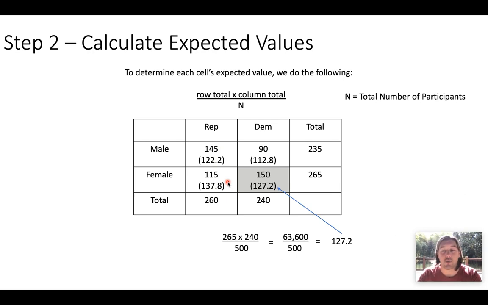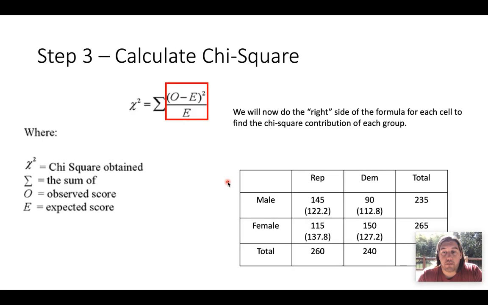Now, it shouldn't surprise you what we're going to do next. We have our O's. We were given our O's. We have generated our E's. And so now we're just going to plug them into that same formula. That's it. We're going to take each cell one by one. We're going to plug in the observed value. We're going to plug in the expected value into the E's. And then we're going to solve that right side of the equation for every one of our data cells. So all 4 of our data cells.